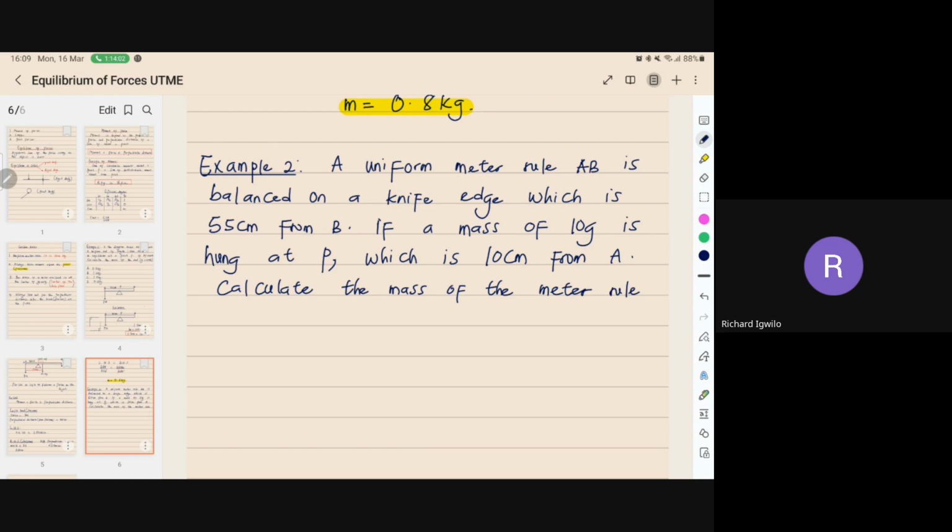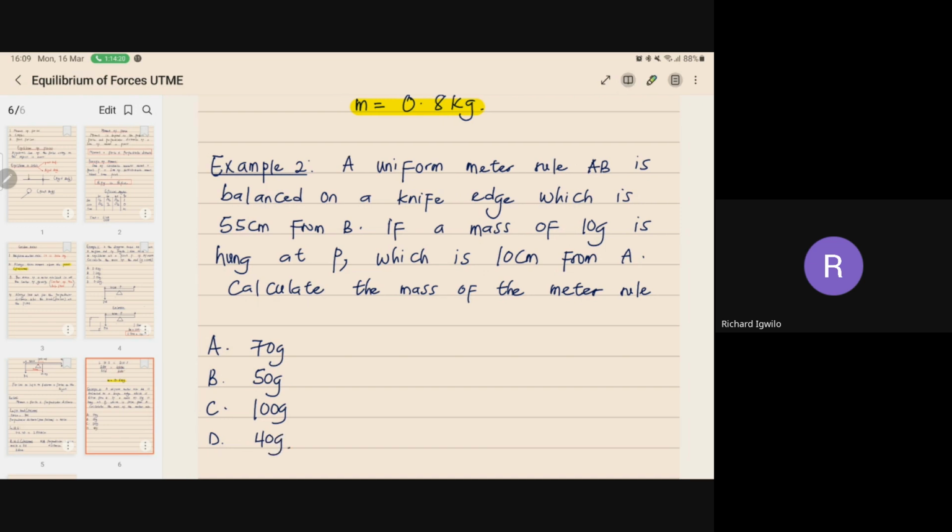All right, so which approach do we use here now? So we have option A, 70 gram. Option B, 50 gram. Option C, 100 gram. And option D, 40 gram. All right, so that said, pay attention to this.